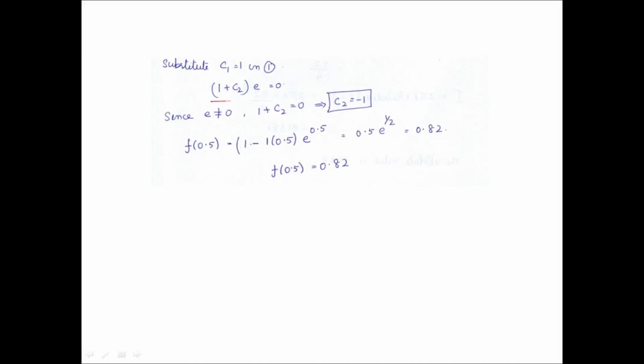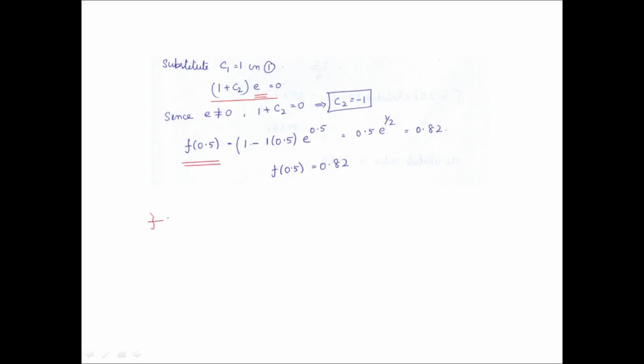So here e cannot be equal to 0, e power 1. Therefore, 1 plus C2 must be equal to 0. Therefore, we will be getting C2 is equal to minus 1. Now we have found the value of C1 and C2. Now we need to find the value of f of 0.5.